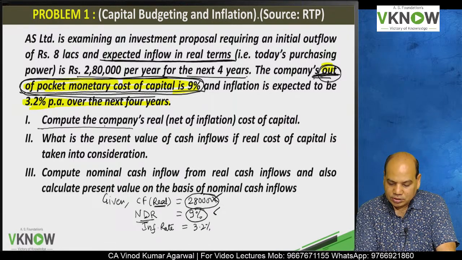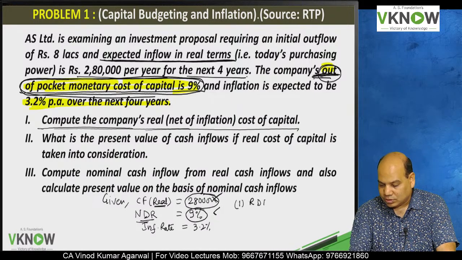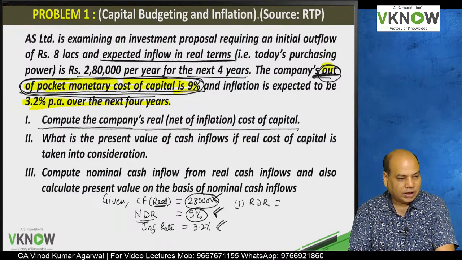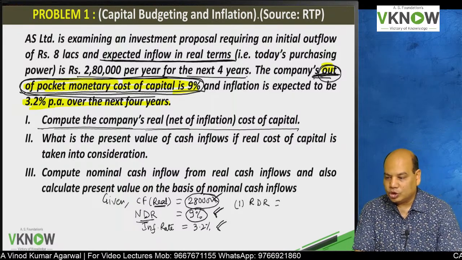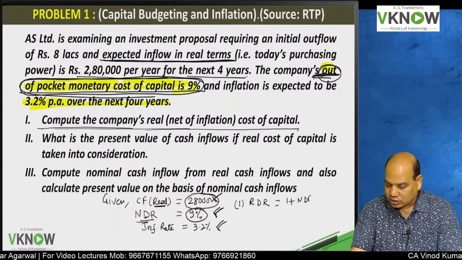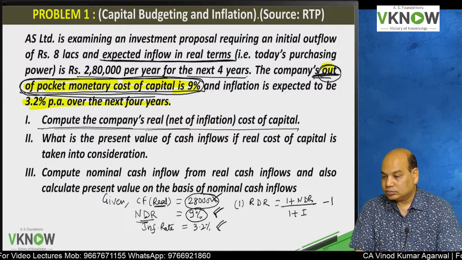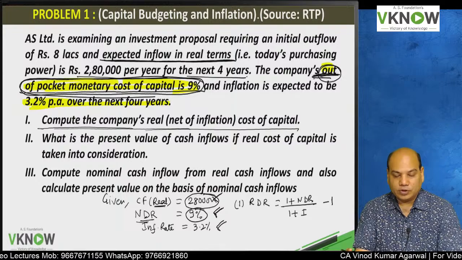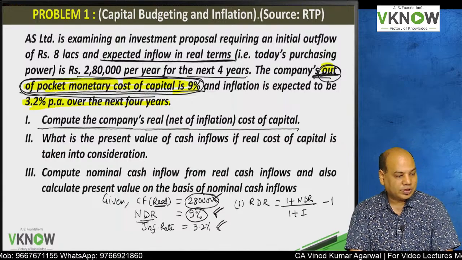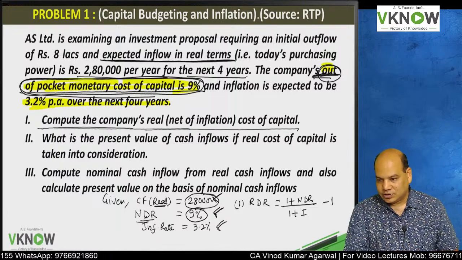Question is, compute company's real cost of capital. So first question is real discount rate, which I can find out from nominal discount rate and inflation. So this will be 1 plus nominal discount rate upon 1 plus inflation rate, minus 1. We have seen the logic of the formula. I had given you an example of a bat, where quality improvement is 10%, inflation is 10%. From that logic, this formula was designed.